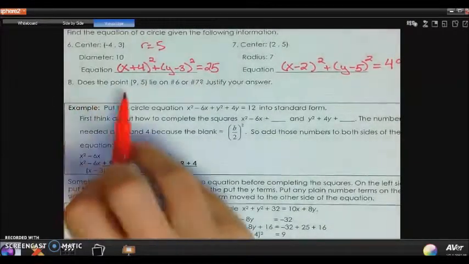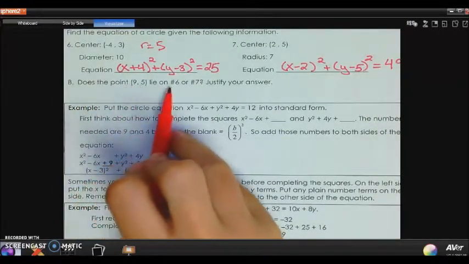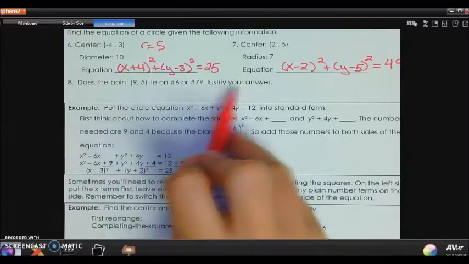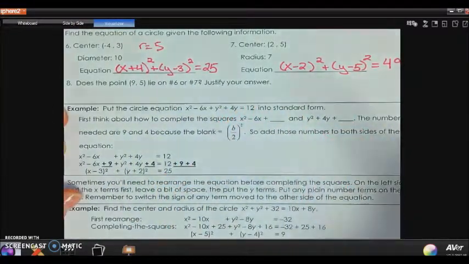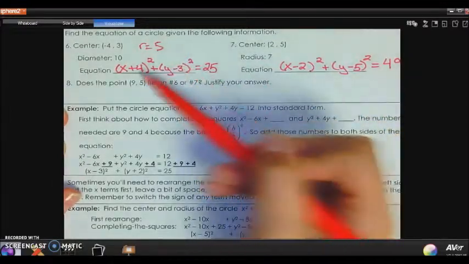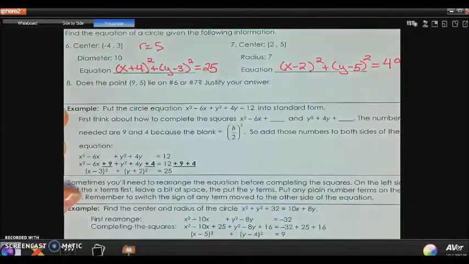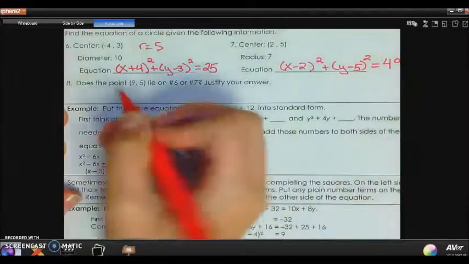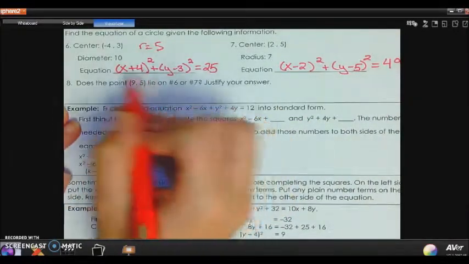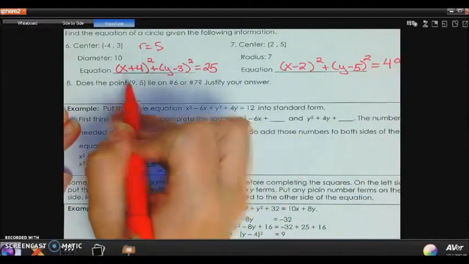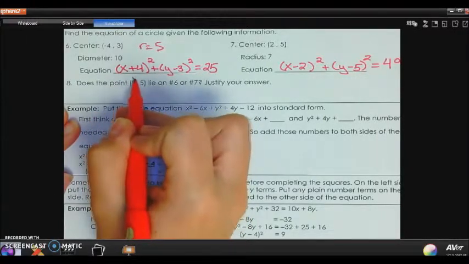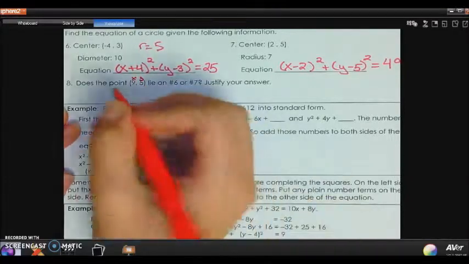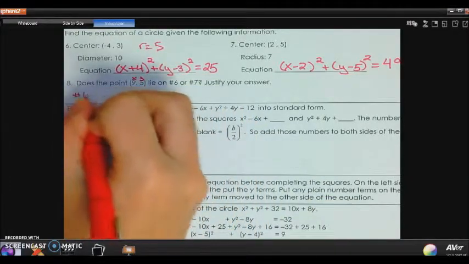Okay. And then, does the point 9, 5 lie on 6 or number 7? Justify your answer. So if this was the previous one where I had a graph, you could sketch those out and see which one makes sense. Or if you don't want to do that, you can always just test. So you've got the equation. If I plugged in this for the x, because this is an x value, that's a y value, so you're going to plug those in. So I'm going to kind of test number 6 first.